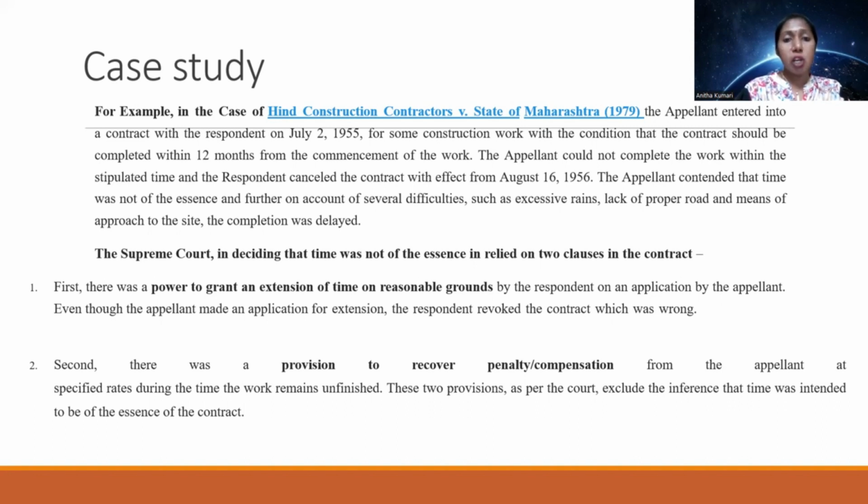So the Supreme Court's decision is that either you can extend the time by considering the genuine reason given by the builder's side, or else you can ask for compensation from the builder for the delay of the work. So two kinds of suggestion are provided by the Supreme Court.